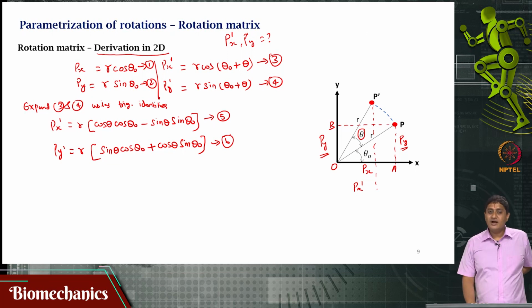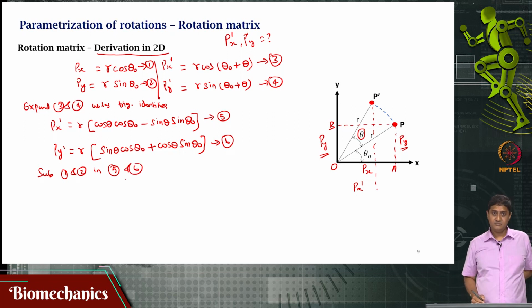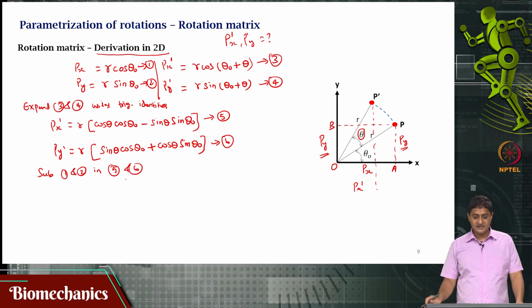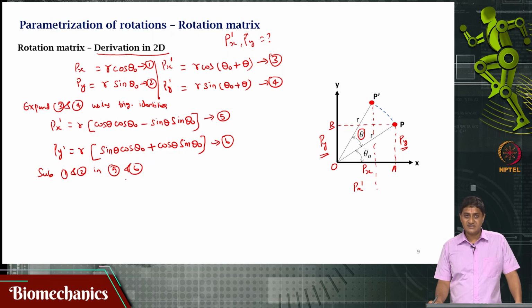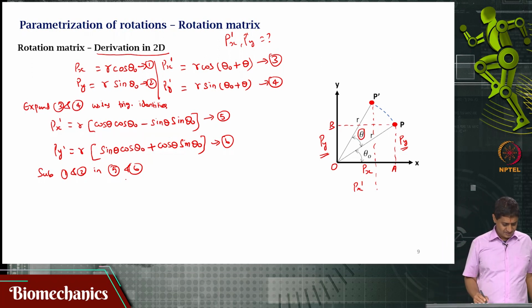Okay. Now I can substitute the data from 1 and 2 in 5 and 6, because wherever r cos theta naught comes, I can say that is Px, and wherever r sin theta naught comes, I can say it is Py. I can say that because r sin theta naught is Py, r cos theta naught is Px. How do I know that? That is the original description. I know this. Okay.